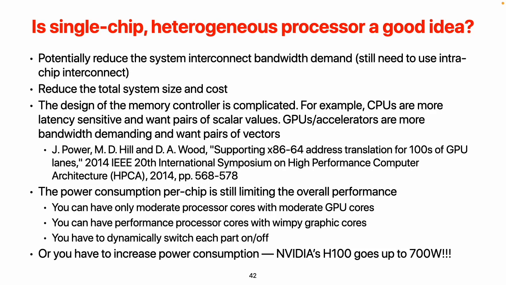Right, so those are good discussions. First of all, on the positive side, in a single chip, the good part is that we can reduce the system interconnect bandwidth demand. However, you still need to have some kind of system interconnect, but instead of using copper wires, it is now silicon wires within the same chip, which is shorter, faster, and reduces the total system size and cost. You guys didn't talk about that, right?